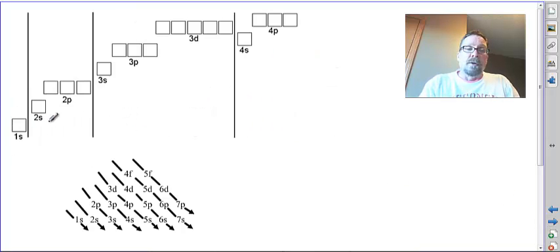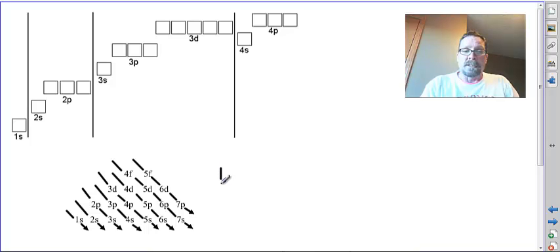So here we have a couple of ways to write the chart. This is little boxes by increasing energy level. And here it's the same thing, but it shows you the exact order they go in, back arrow to front arrow to back arrow to front arrow, going this way. So let's just do an example.